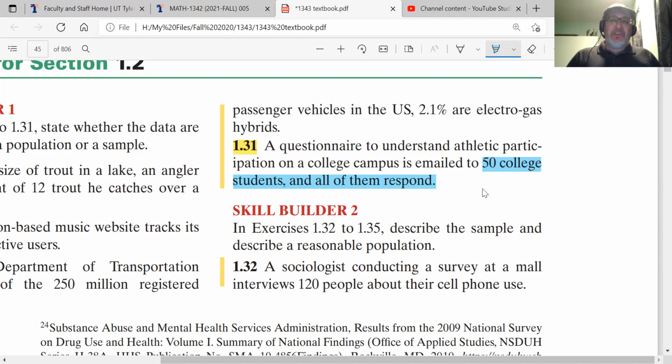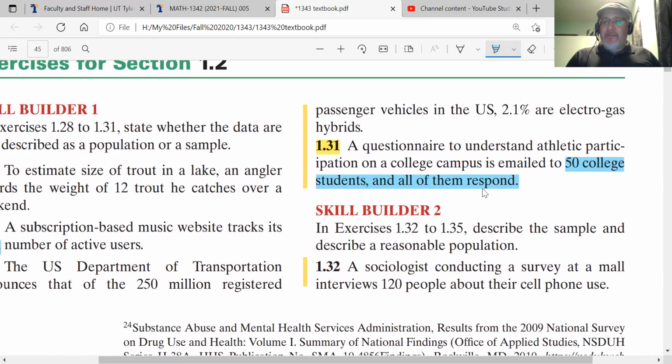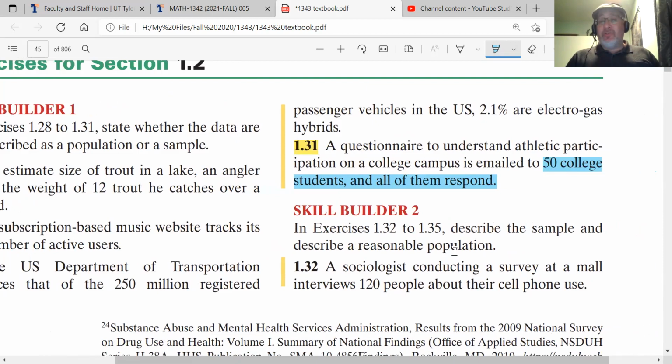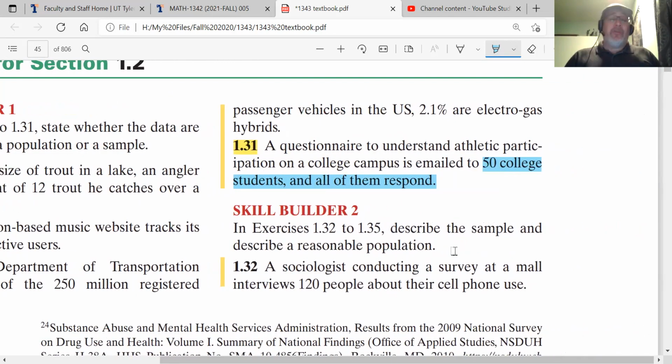Now, if you said population because of the word all, that just means all of the sample did something. But more than likely, there are more than 50 students. Here's a not so subtle hint. If they're talking about a set of cases or units and they give you a specific number like 50, then most likely it is a sample. Because if the population were that big, then there would be no need to do statistics on it at all. Or rather inferential statistics, I should say.